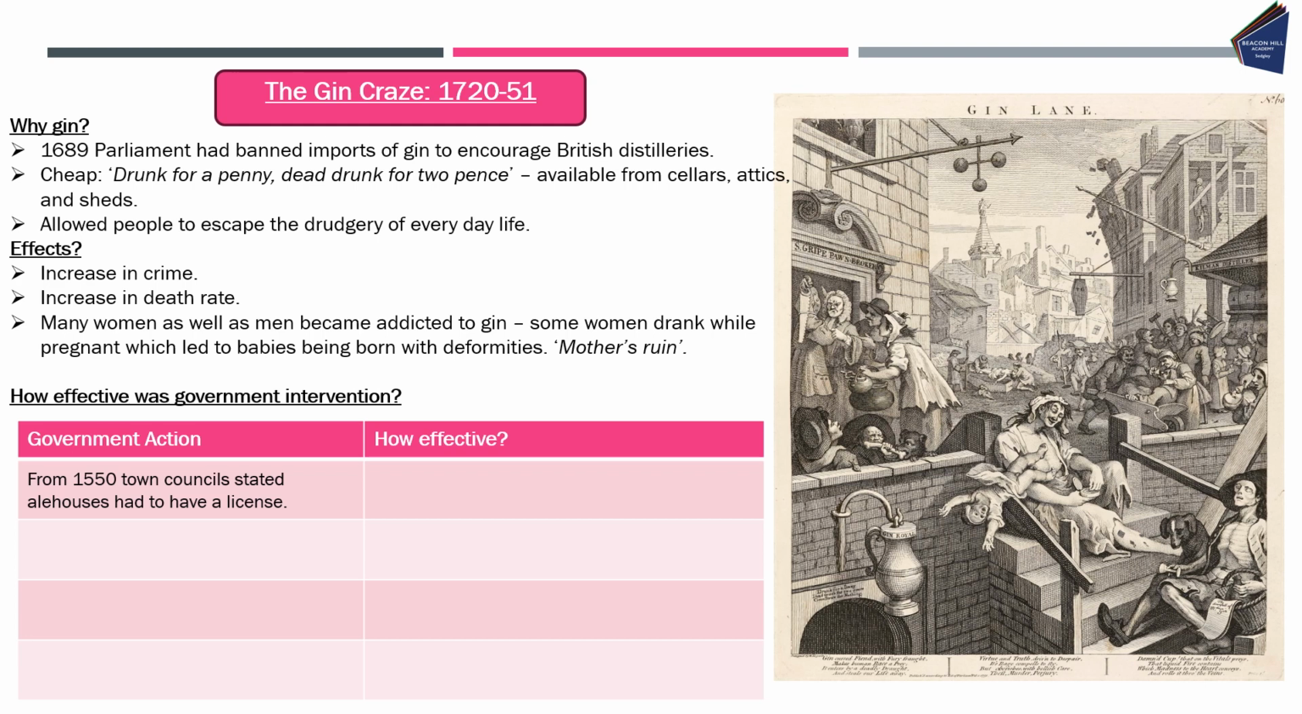In terms of the effectiveness of this, though, it was very limited. There were lots of small, unlicensed alehouses, and as a result of this, the fact that places were supposed to have a licence was largely ignored by the population.